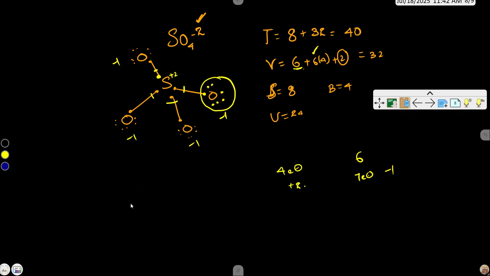Now if I calculate the entire charge, -1, -1, -1, -1, +2. This and this get cancelled. When you add these two, you are going to get -2. That charge we are writing over the ion. I hope you get it.